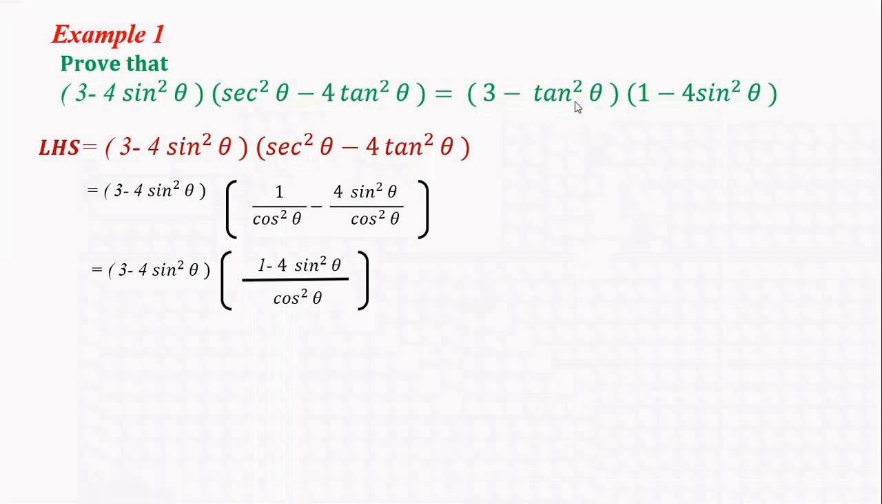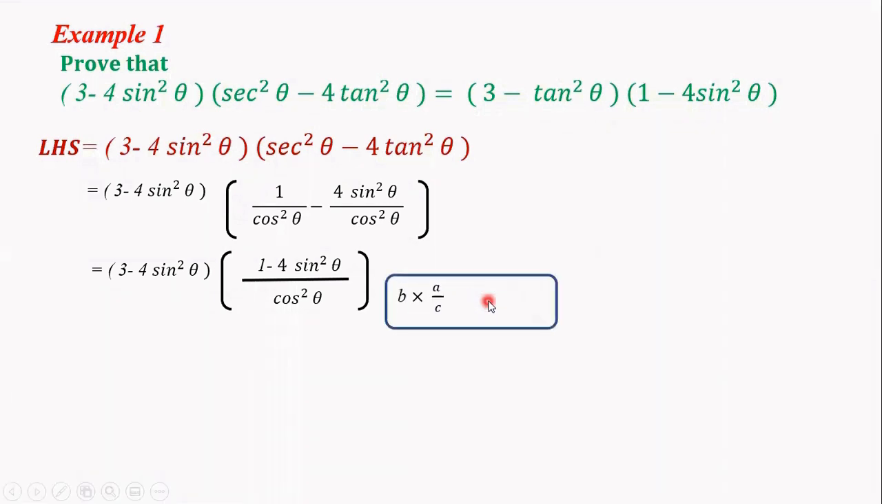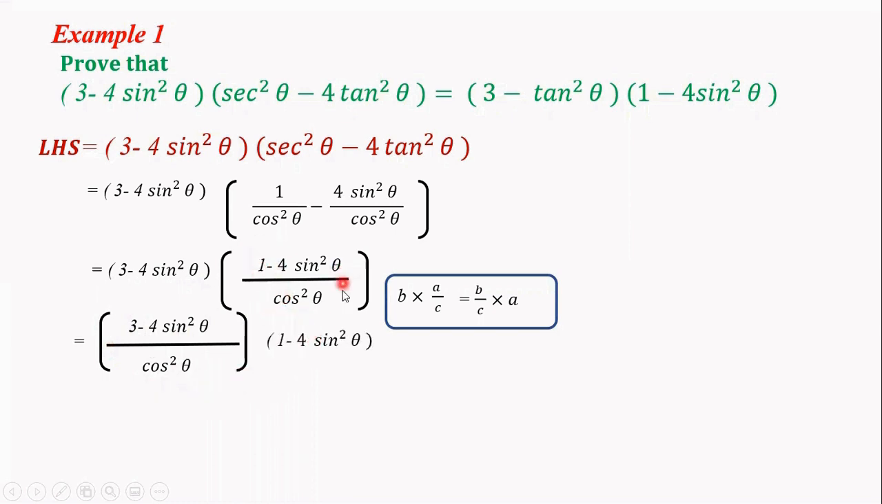Now let's see this algebraic simplification. If we have b multiplied by a upon c, we can also write it as b by c multiplied by a. That is, we can shift c to the b. The same simplification we are going to use here also. This denominator cos square theta, we are going to shift to the first bracket, that is (3 minus 4 sine square theta) whole divided by cos square theta. Now in the second bracket, 1 minus 4 sine square theta is left over.